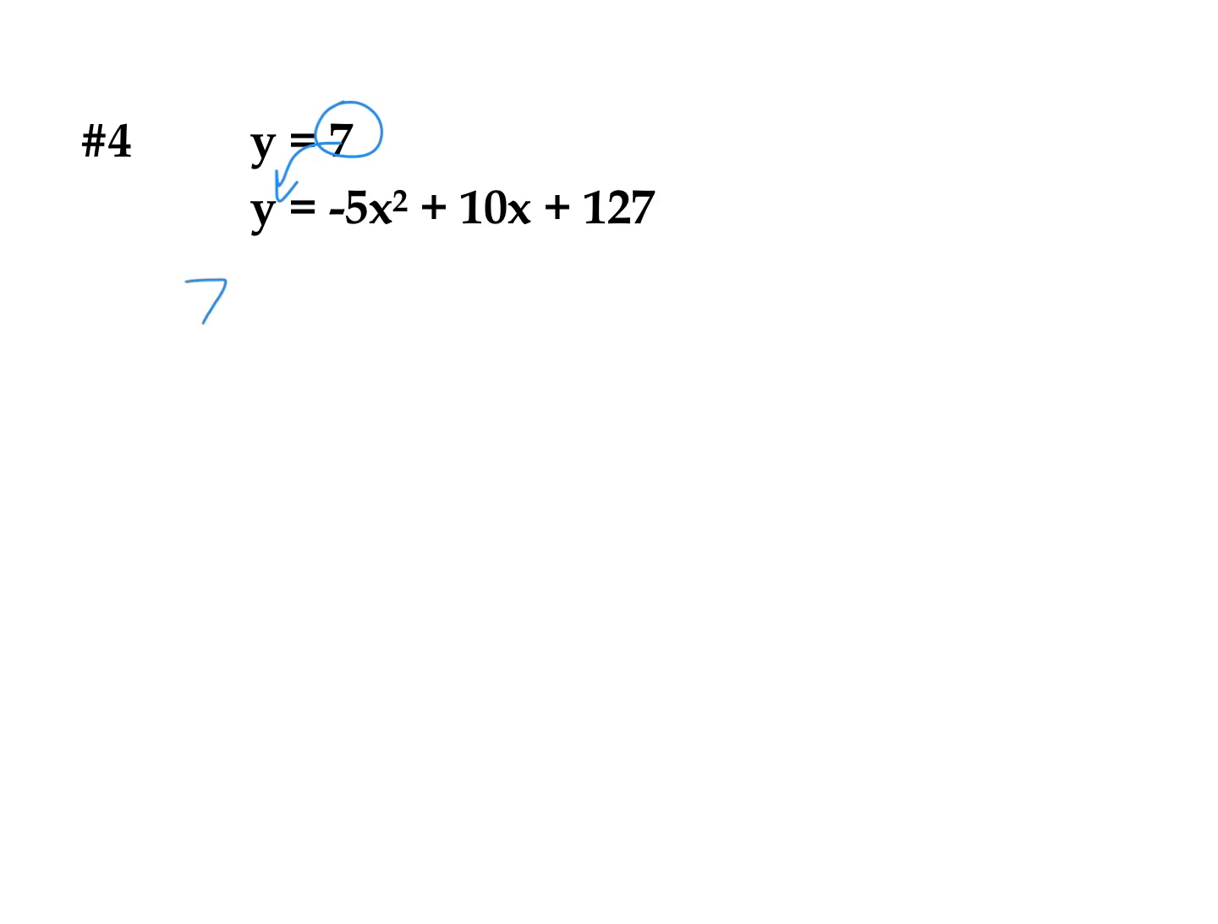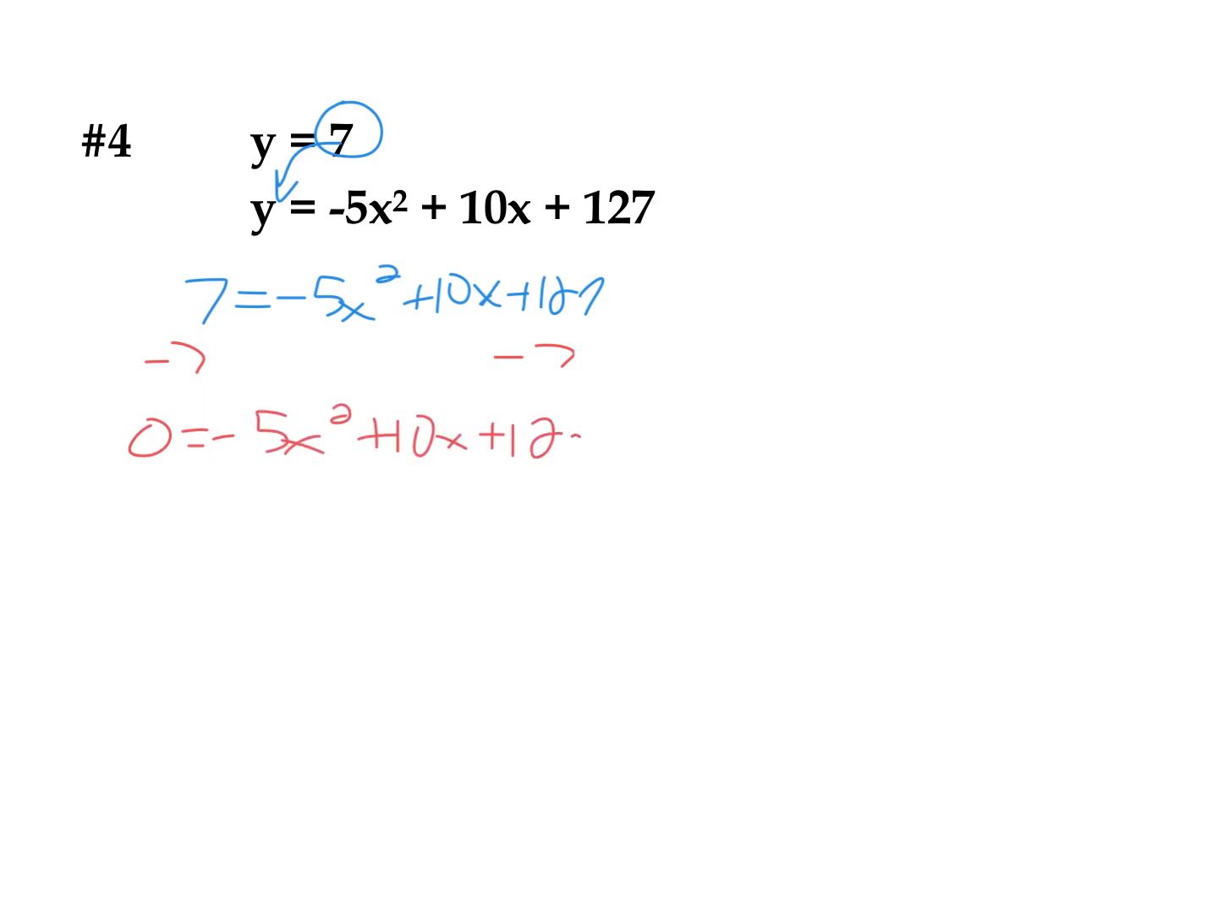So we're going to get 7 equals negative 5x squared plus 10x plus 127. And I could subtract 7 on both sides. So I'm going to get 0 equals negative 5x squared plus 10x plus 120. Now, if you're thinking, well, factoring doesn't seem to be good here, I've got a negative in front of my a value. Maybe I want to use the quadratic formula again. You can go right ahead. Okay, I'm not going to tell you not to use some other method. We can also divide everything here by negative 5.